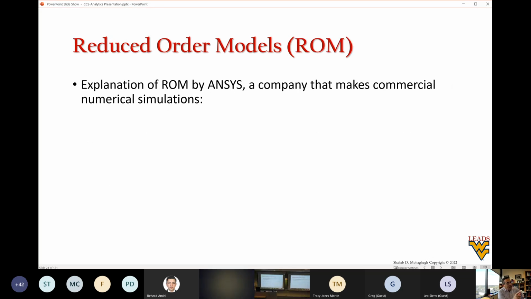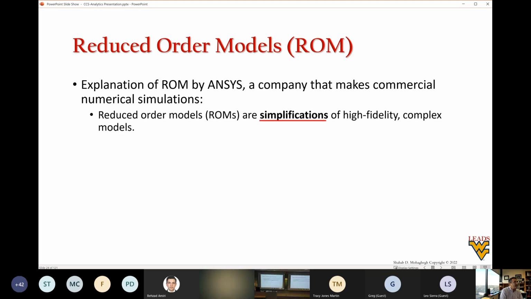Explanation of ROM by ANSYS. ANSYS is a company in computational fluid dynamics, but the same is true, of course, with Schlumberger, T Navigator, and everybody who makes numerical reservoir simulation for us. It's a company that makes a commercial simulator. This is what they're saying, which is very, very correct.